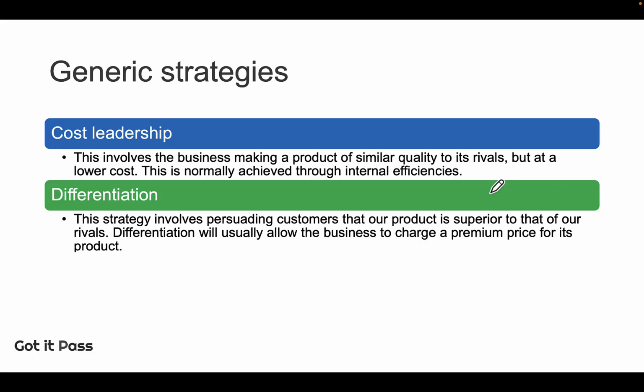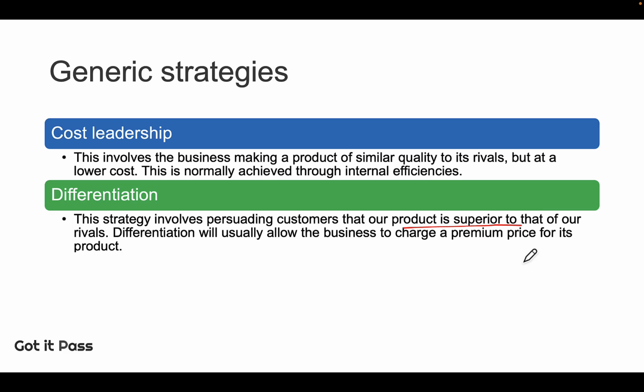Differentiation. This strategy involves persuading customers that our product is superior to that of our rivals. So it's about the quality, about our product quality being superior to our competitors. Differentiation will usually allow the business to charge a premium price for its product. So the focus or the unique selling point here is to differentiate our product from the competitor, especially on the quality, on the premium image as well.